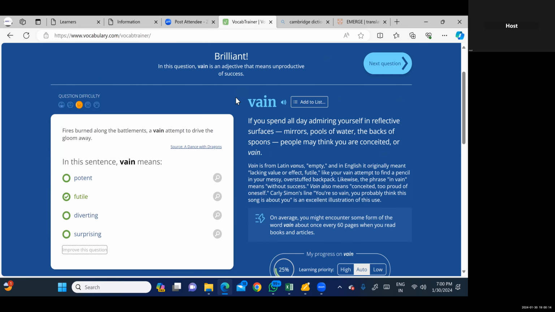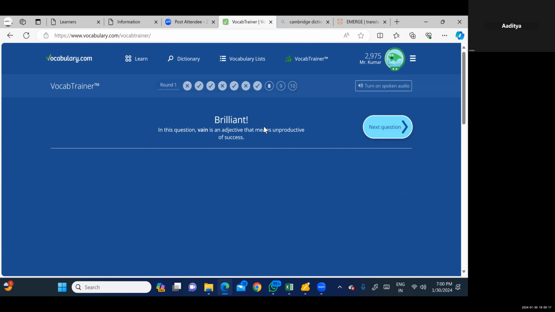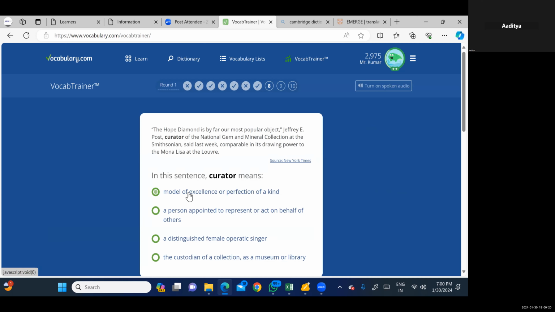Okay, the last one. In this sentence, curator means, now hope, read the sentence carefully. It's like a comprehension you're doing. Read the sentence and find the right meaning. The Hope Diamond is by far our most popular object, said Jeffrey E. Post, curator of the National Gem and Mineral Collection at the Smithsonian last week, comparable in its drawing power to the Mona Lisa at the Louvre.